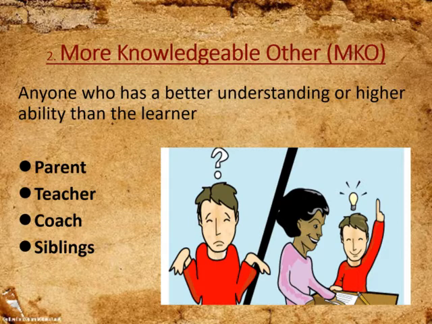The more knowledgeable other refers to anyone who has a better understanding or a higher ability than the learner, with respect to a particular task, process, or concept. The more knowledgeable other is normally thought of as a teacher, coach, or older adult. But the MKO could also be peers, a younger person, or even a computer.